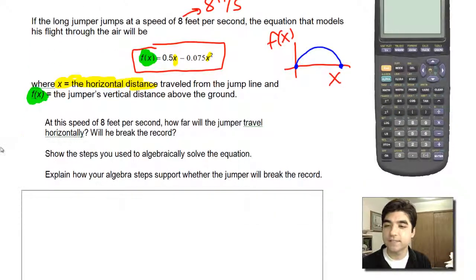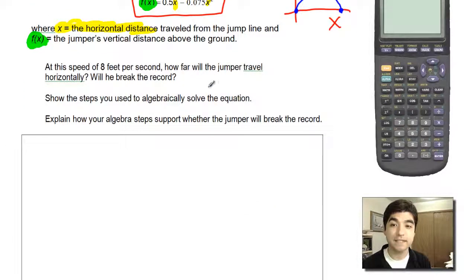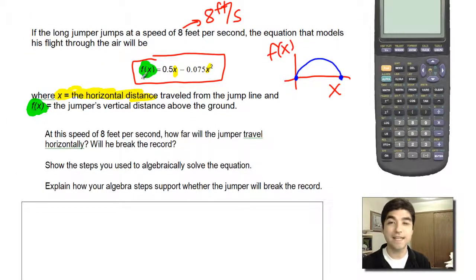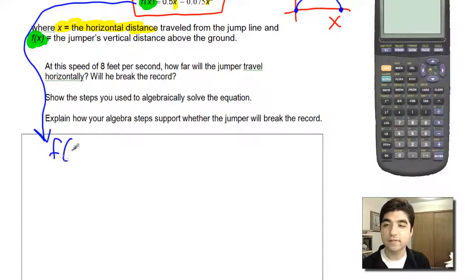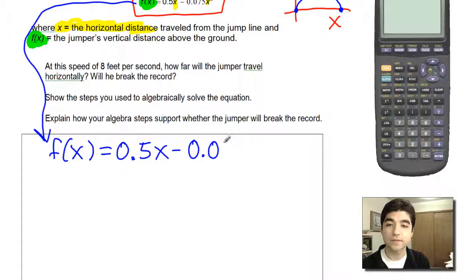Okay, so it says at the speed of 8 feet per second, how far will the jumper travel horizontally? Will he break the record? And it says show your steps, explain how your algebra steps support whether the jumper will break the record. Okay, so what you need to do is take this equation and you're going to write it down here. So you have f of x equals 0.5x minus 0.075x squared.